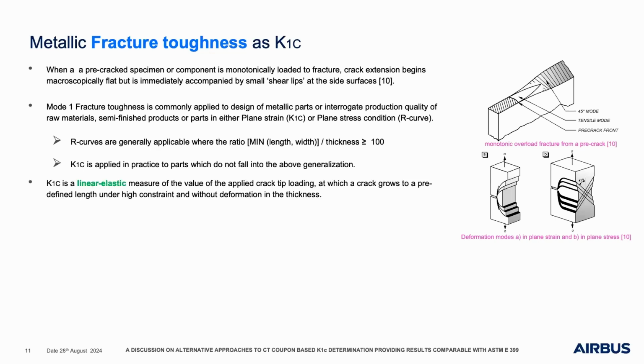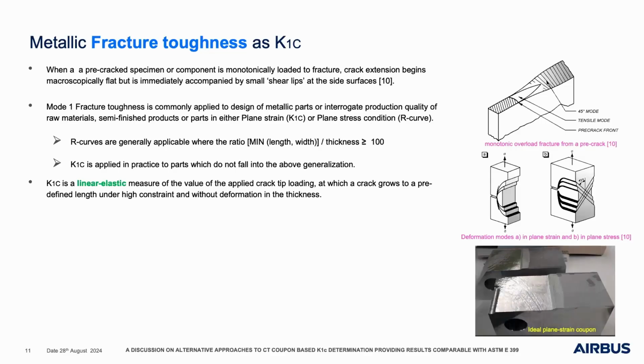is not met with. K1C is a linear elastic measure of the value of the applied crack tip loading at which the crack grows under a defined length, under high constraint, and without deformation in the thickness. These are 70-10 specimen, and you can see what an ideal fracture toughness specimen, when it's ideally failed, all compliant, should look like. There's a pre-crack here.